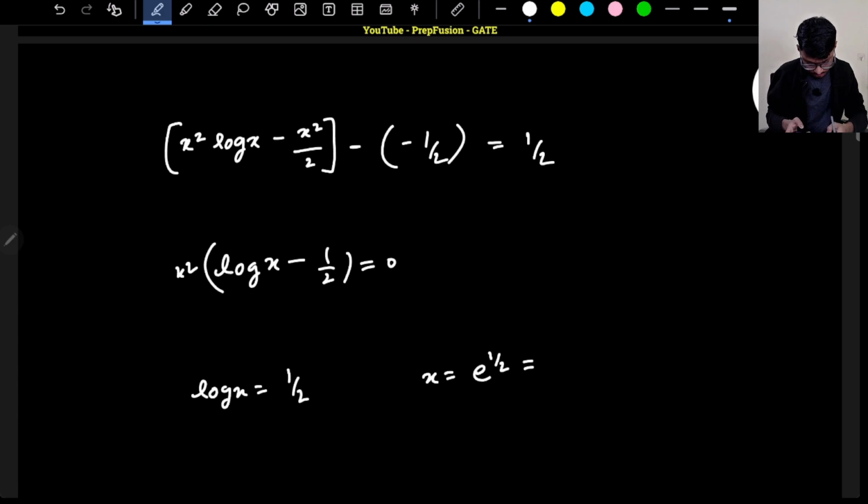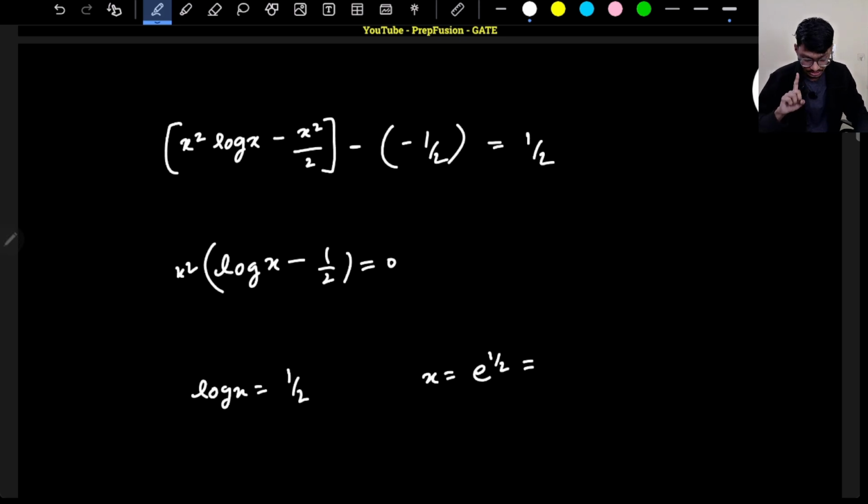Under root e, right? So this will be... hold on, e under root, I'm not finding the sign, man. Yeah, so it is 1.648, something like that. So it will be 1.648. So this will be the answer for this question.